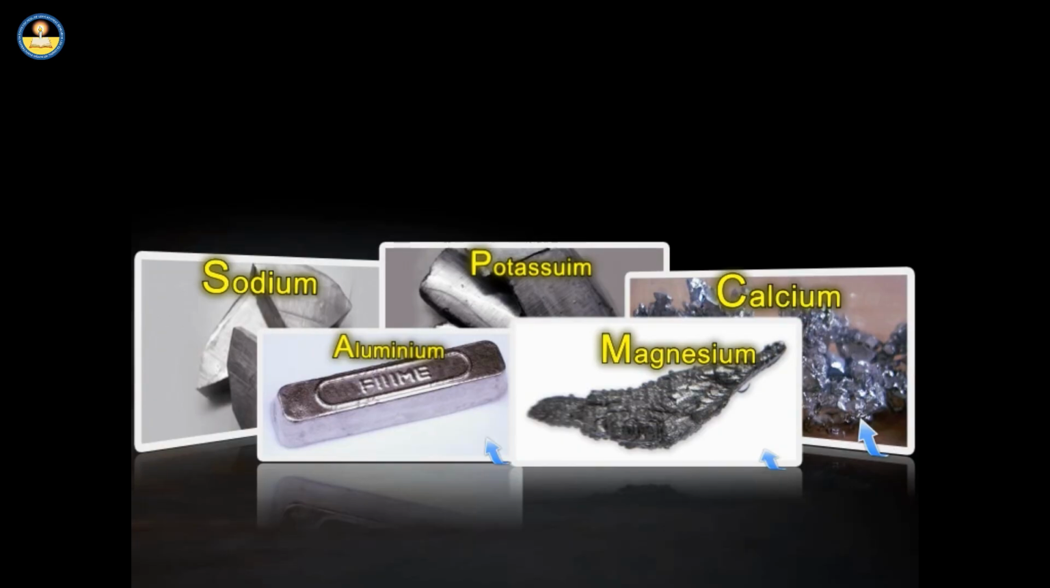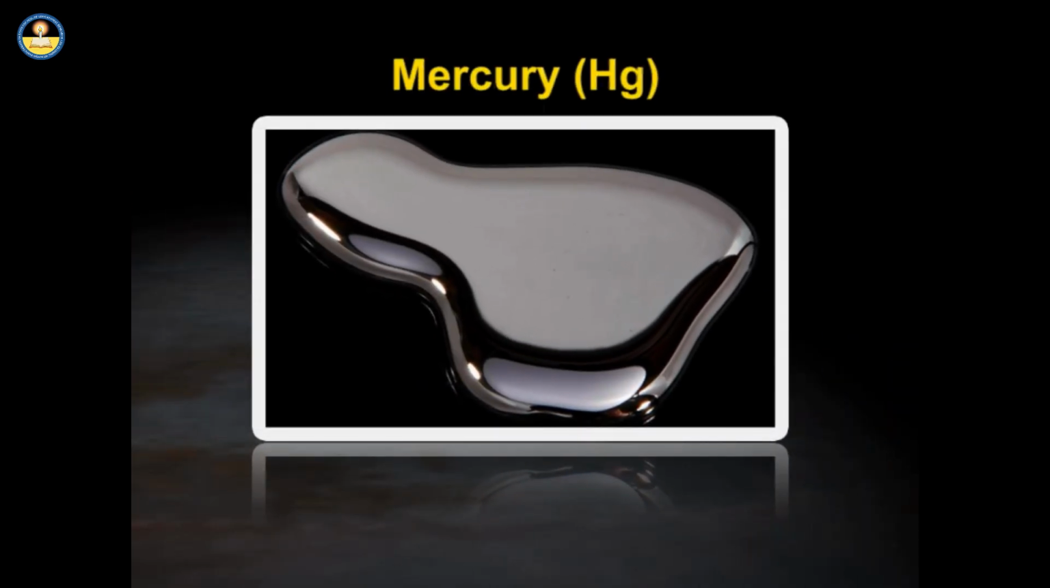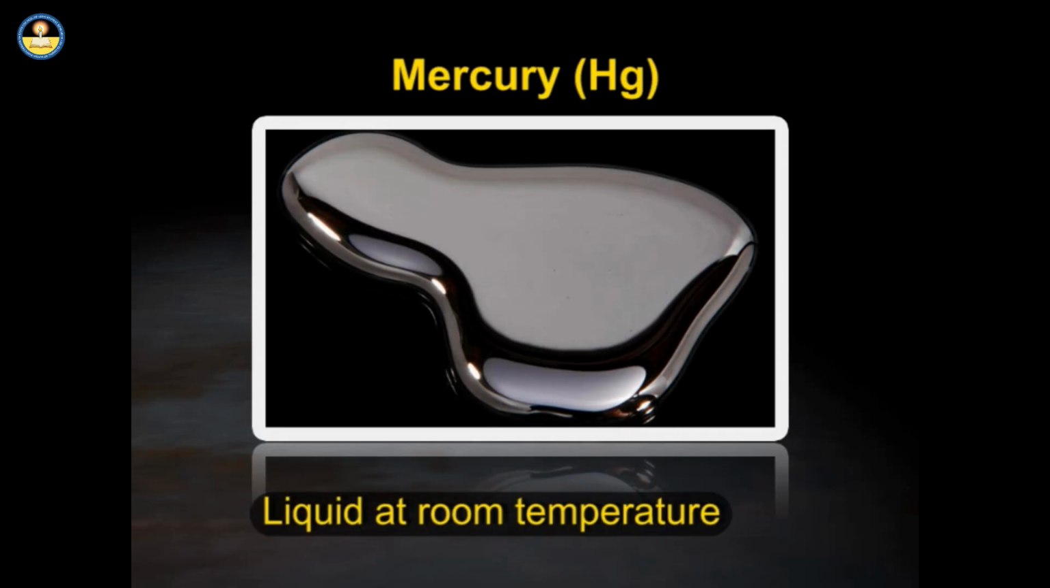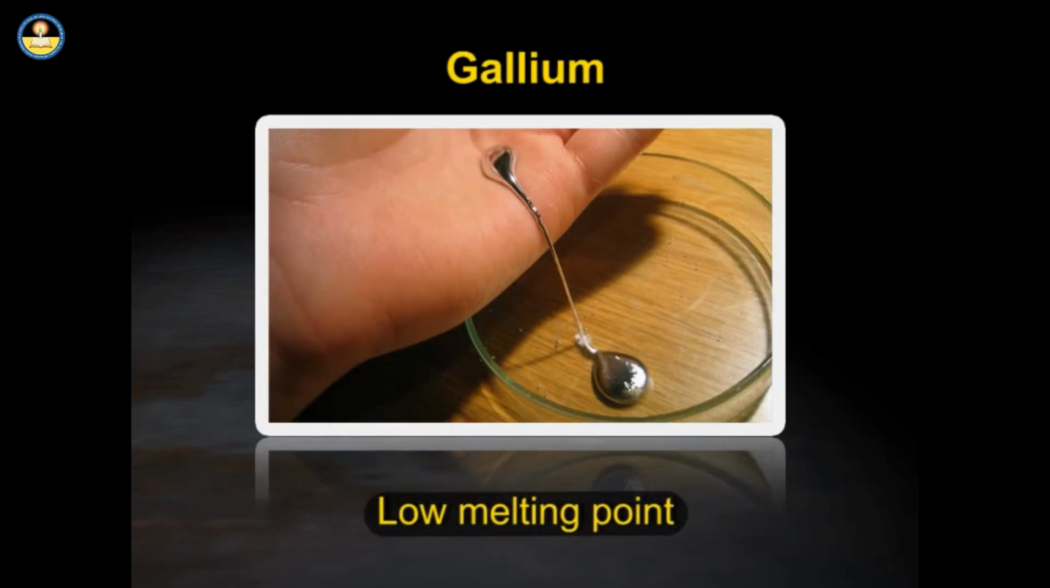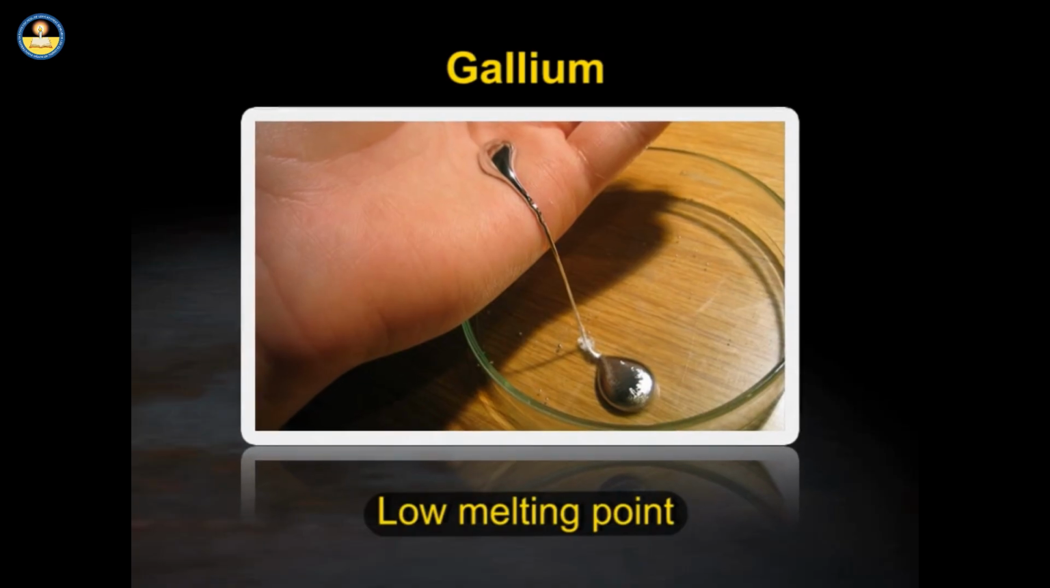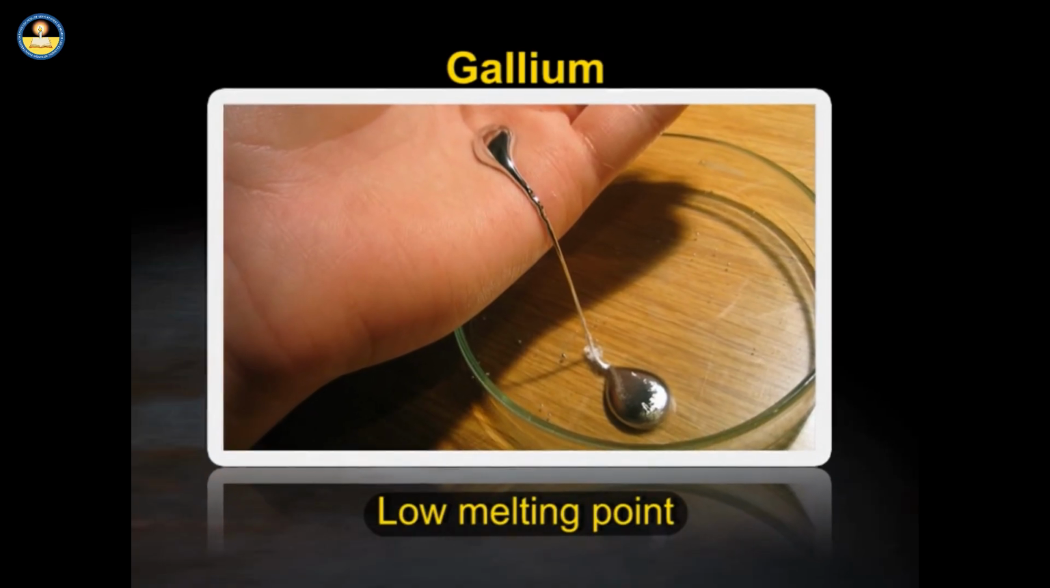All metals are solids at room temperature. Mercury, that is Hg, is the only exception. It is liquid at room temperature. Gallium has a low melting point. It melts when kept on the palm of the hand.